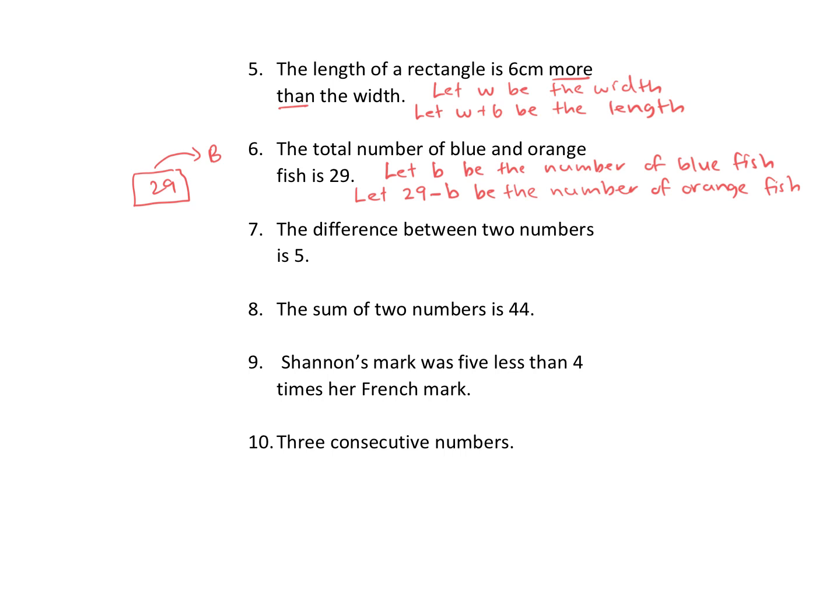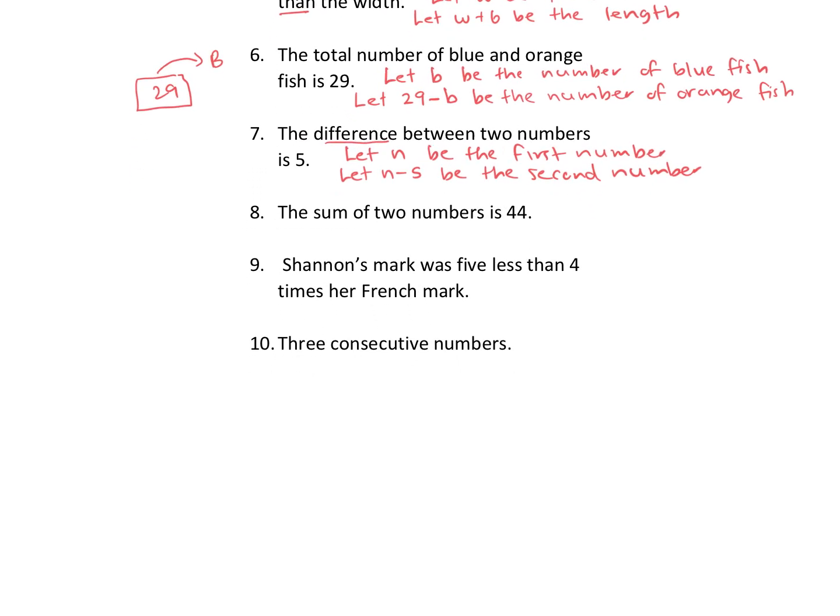The difference between two numbers is 5. So I'm going to let n be the first number. Difference means subtraction. So I'm going to let n minus 5 be the second number. Now, if you think about it, you could have n plus 5 if n was the smaller number and n plus 5 was the larger. In my description, n would be the bigger number, and then n minus 5 would be the smaller number. Okay, so it doesn't really matter which way you write it.